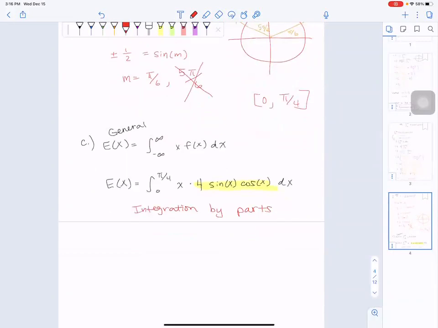Okay, so what do you choose as u? According to integration by parts, we follow LIATE. So are there any logs? No. Any inverse? No. Algebraic? Yes. We see a polynomial, which is x. So we're going to choose u equals x. This is our u. Everything else is dv. So dv equals this 4 sine x cosine x.